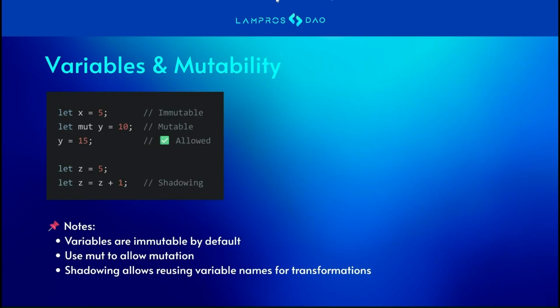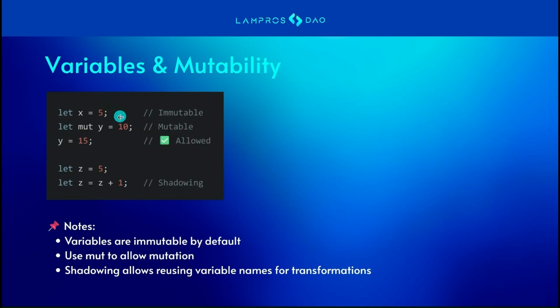Okay, moving forward. Variables and mutability. Make sure that everything in Rust is by default immutable. You can't change the value once you have assigned a value to any variable. If you want to change the value of that variable, then you have to use the mut keyword. As you can see, I have declared one variable called x, given the value 5 to it, but it is immutable. You can't change the value of the x variable.